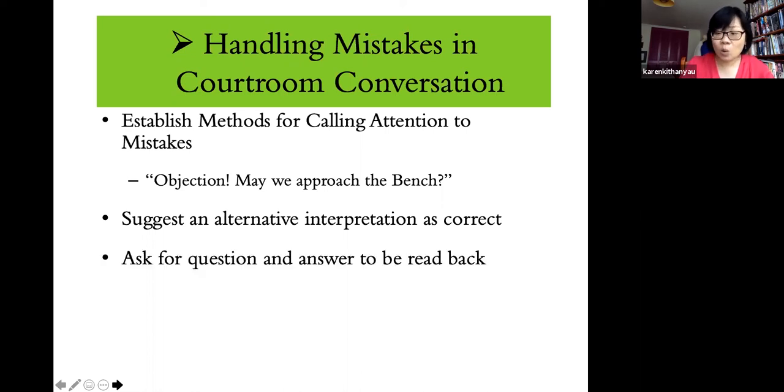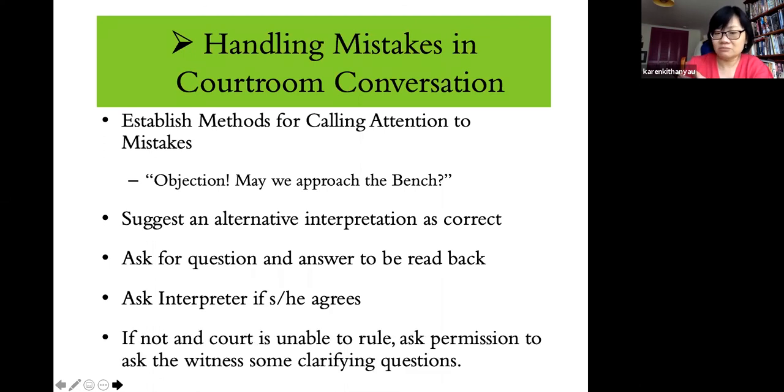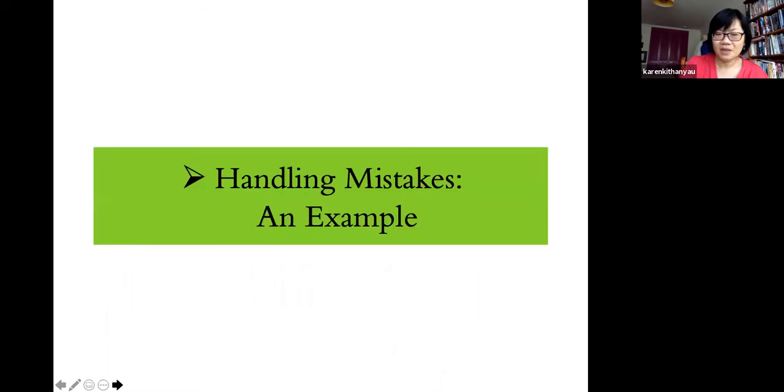You can ask the court reporter for the question and the answer to be read back. You can ask if the court interpreter agrees with your own alternative interpretation. And if not, and if the court is unable to rule, you can ask for permission to ask the witness clarifying questions in order to perhaps not just to make the answers clearer, but to rehabilitate your witness. So here's an example of handling a mistake.